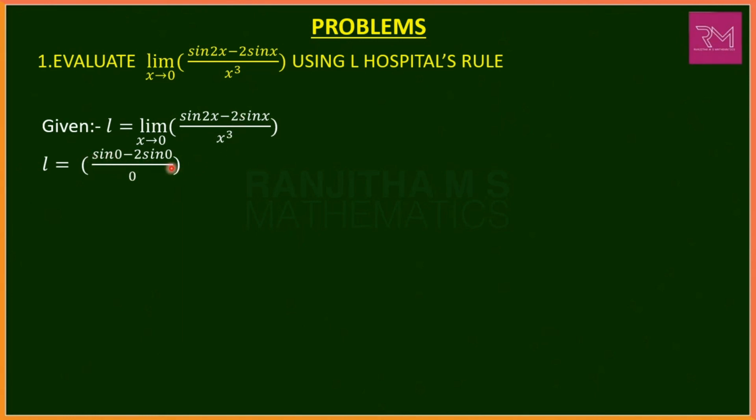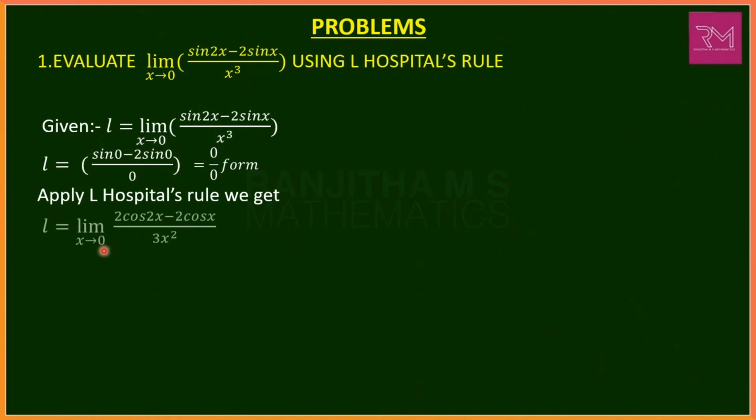Here we know that sin 0 value is 0 in the numerator, divided by 0. This is of the form 0 by 0. If we obtain a value of the form 0 by 0, we have to apply L'Hospital's rule. Applying L'Hospital's rule means you have to differentiate both numerator and denominator of the function separately. We have to differentiate the numerator and denominator terms, not the whole fraction as one term. You have to remember this.